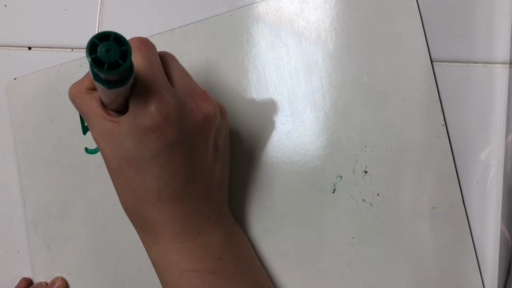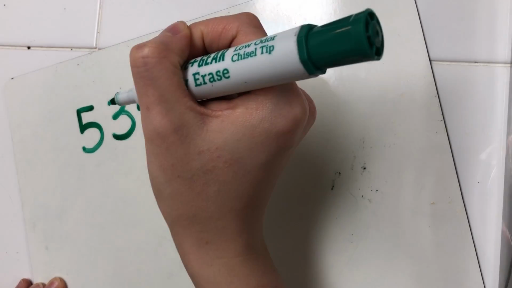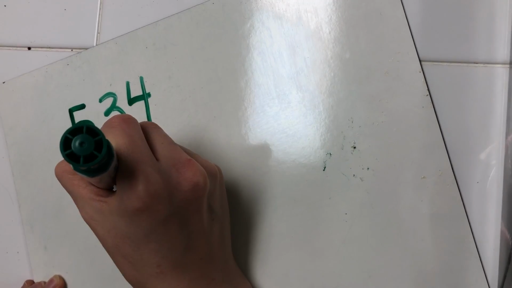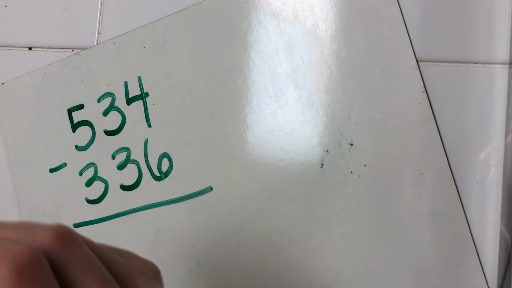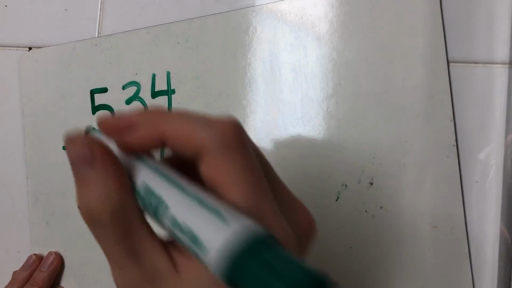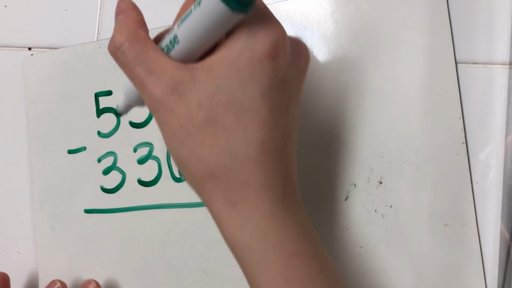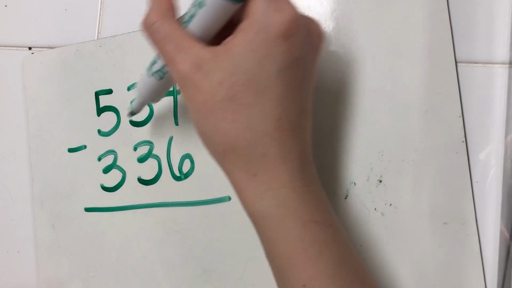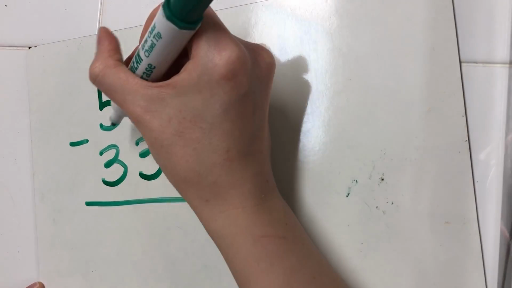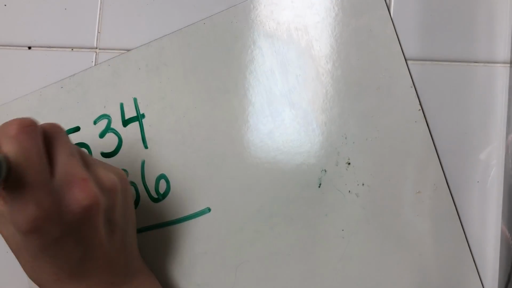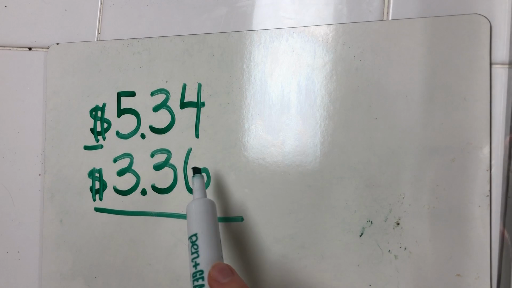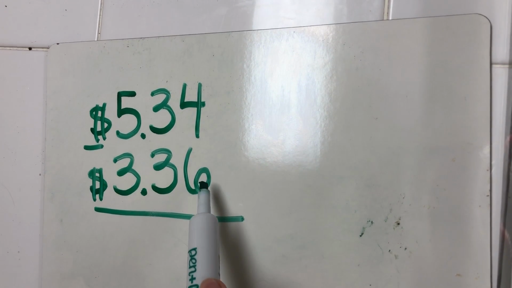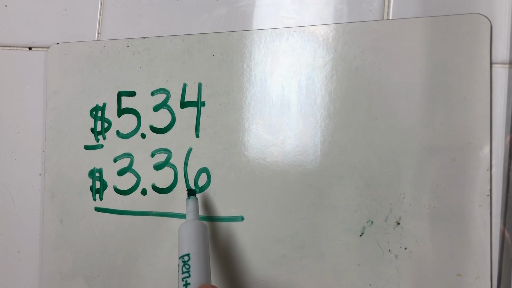So we have 534, 336. We're gonna subtract those. We're not gonna do an estimate on this one, but we are gonna change it into money. So I'm gonna say that this is like 534 pennies, 336 pennies. So we're gonna put our decimals here, our money signs, dollar signs. And we're gonna start in the ones place like we always do.